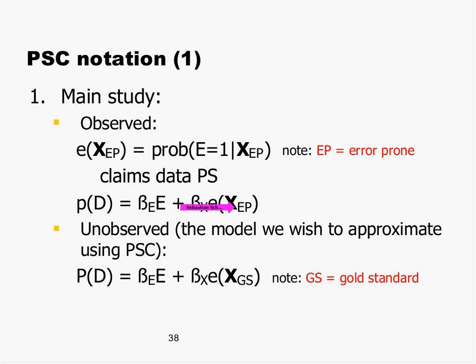With the error-prone propensity score, which is the propensity score that you observe in your main study. What's unobserved is this model here that you don't observe in your main study, which is the probability of disease as a function of exposure and the gold standard propensity score. We can't have that in the main study.